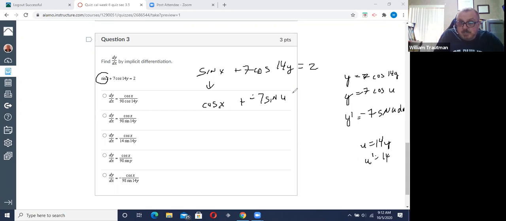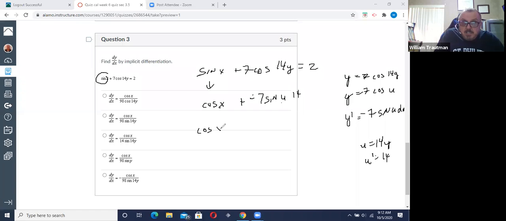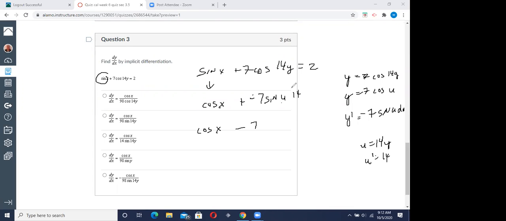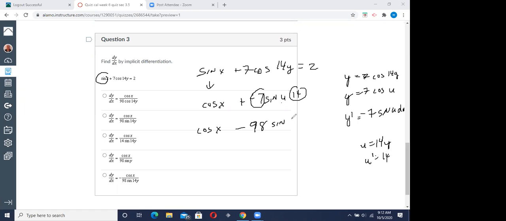du, and du is 14. And so u is, sorry. Oh, I can change that now. This plus minus changes just to a minus. 14 times 7, sure, that's 98. Negative 7 times 14 is a negative 98. Sine u, and u was 14y.